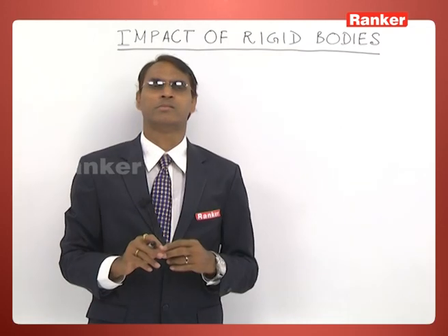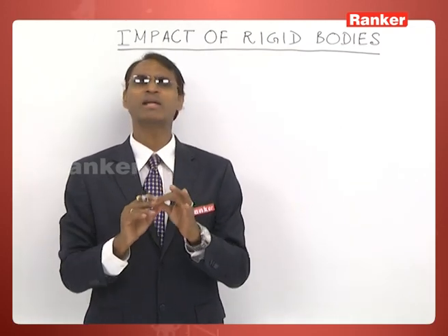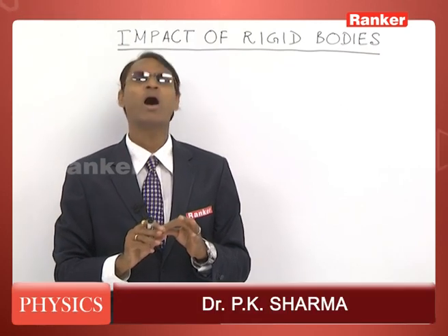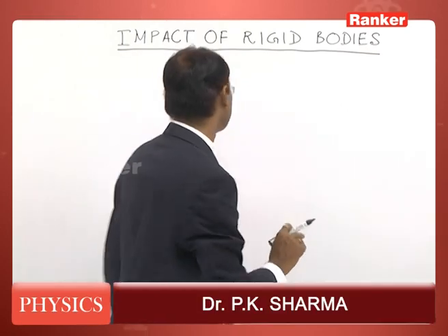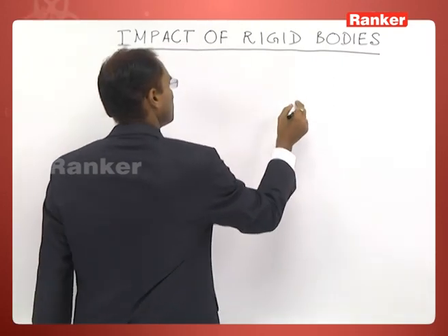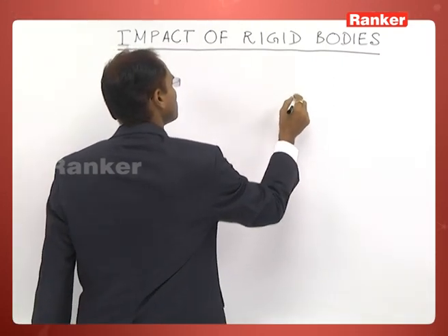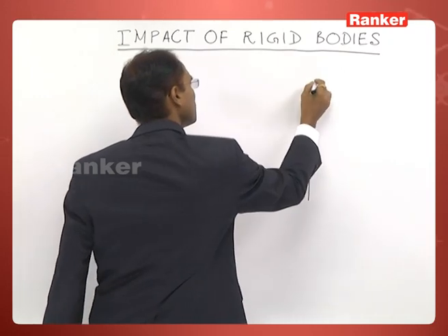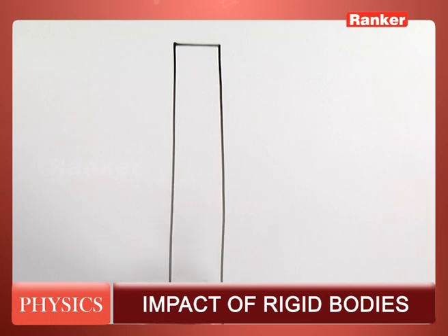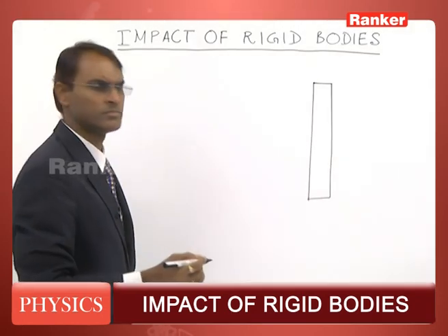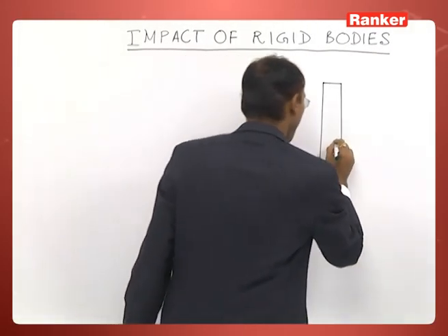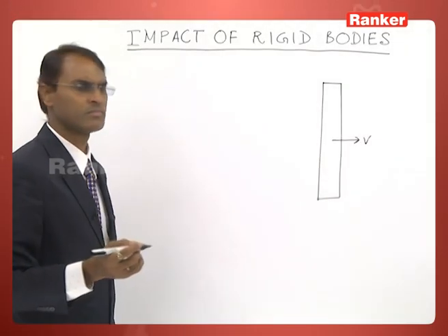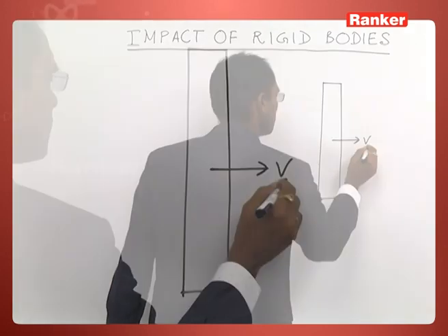Impact of a rigid body. When a rigid body collides with another object, that object may be another rigid object, or it may be a point object. What will happen? For instance, you take this rod. The rod is moving at velocity v, say v naught.